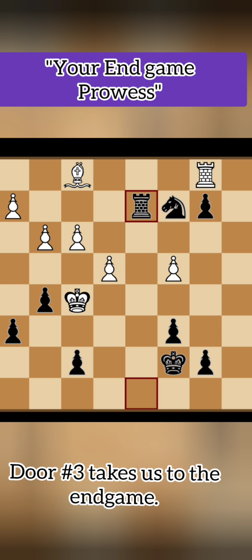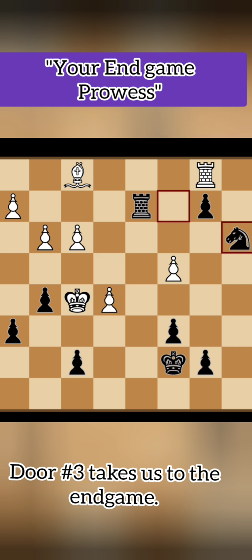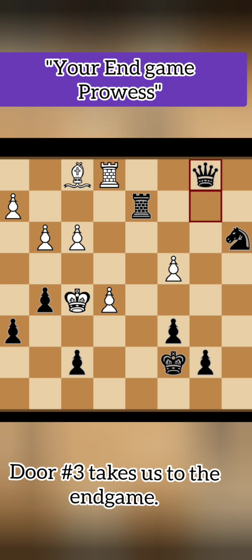So after rook d2 by black, then the game could continue with pawn e5. And now knight a3 attacks the rook. Rook moves and queen. Black wins the rook. And the game is already lost for white.